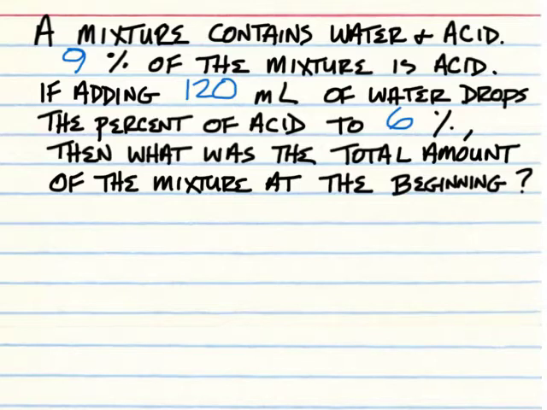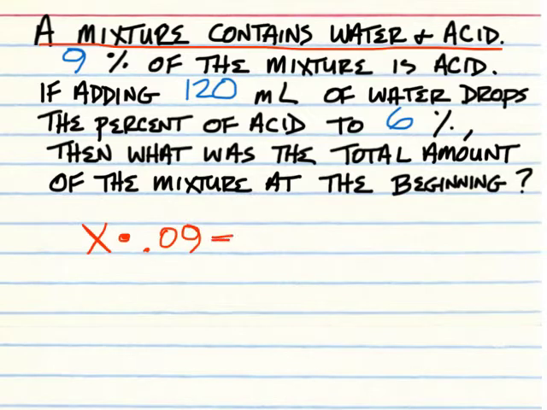So we don't know the total. It just says a mixture contains water and acid. Let's let that total equal X. Now what we would have to do before, if we knew the total, is to multiply it by the 9% to find out how much is acid. So we're still going to do that, but we do it in general terms. X, the total amount in the container, times 9% will equal the amount of acid.